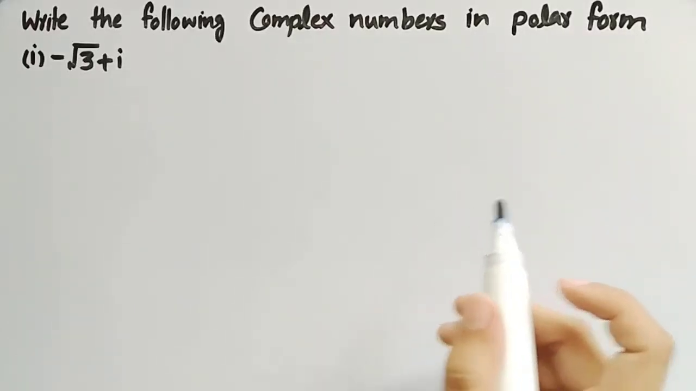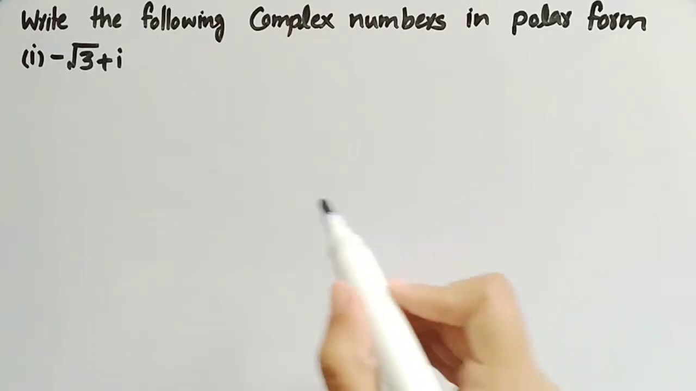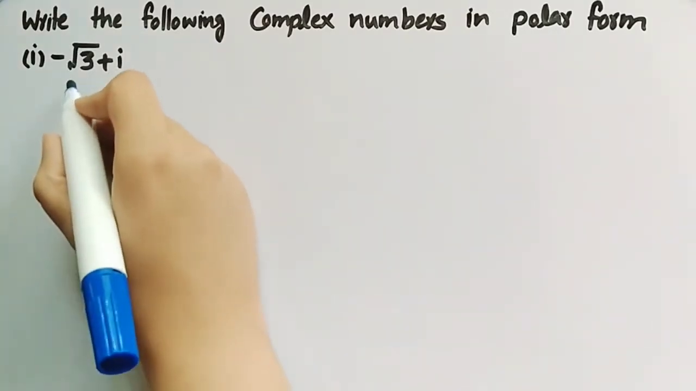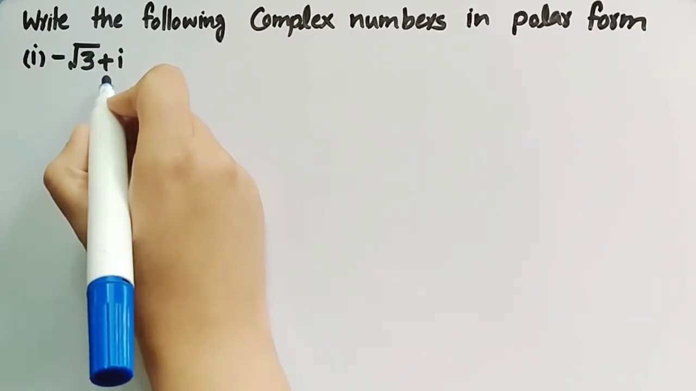In this video, we will find the polar form of a few complex numbers. The first complex number is minus square root 3 plus iota, and we have to find its polar form.